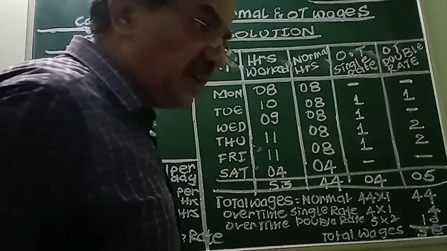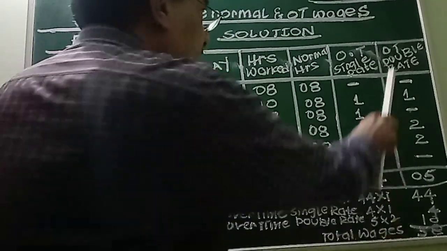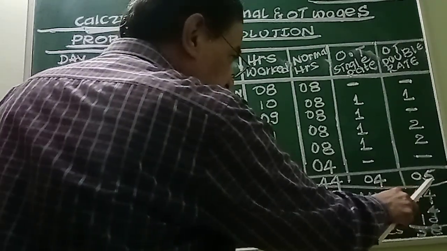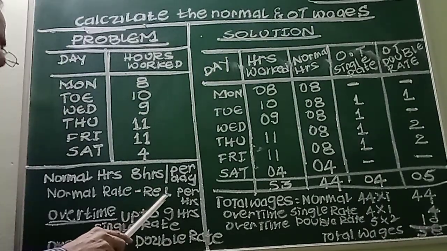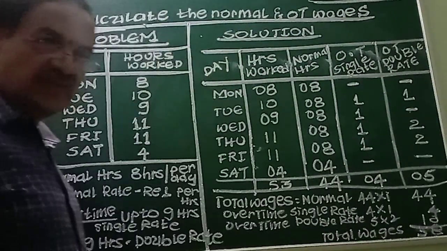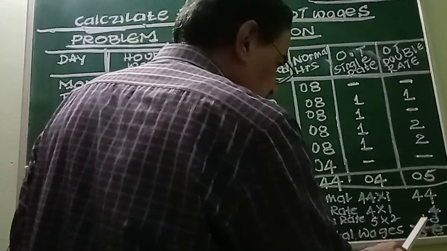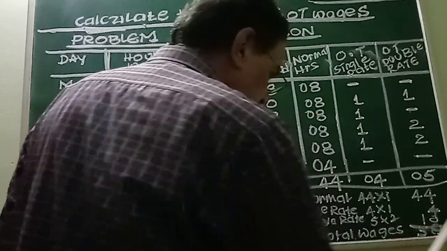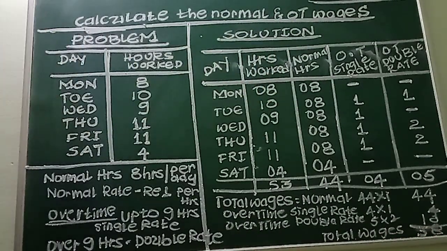See how many hours he is entitled to get under double rate OT. That is 5 hours. For these 5 hours, he will be paid double rate. Double rate means 1 rupee per hour is the single rate, so double rate means he will get 2 rupees. So 5 into 2 is equal to 10. Totally 44 plus 4 plus 10, he will be paid total wages of 58 rupees.